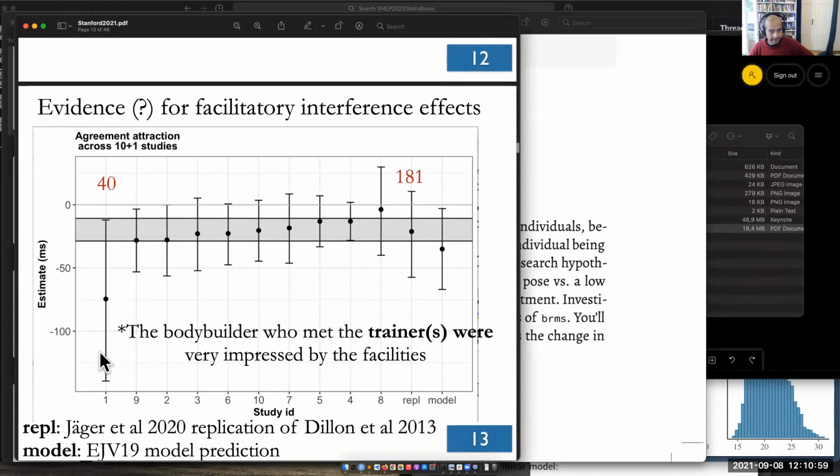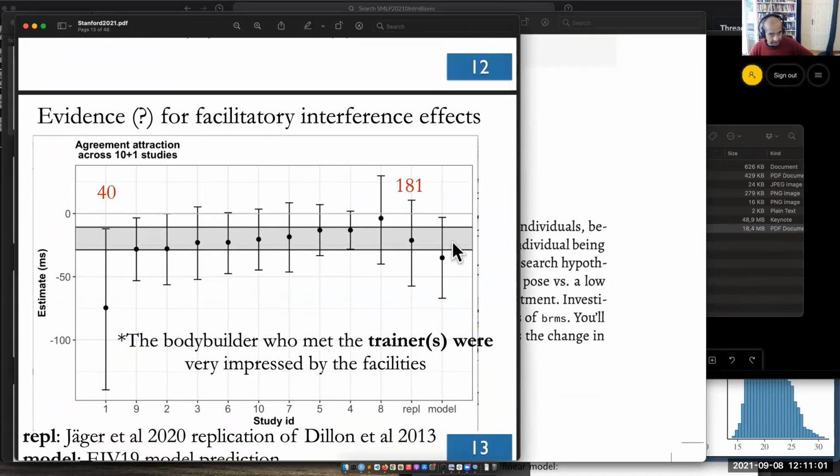What is really interesting about this data is that these are data sets published by different people. This is a data set that I created, which was a direct replication attempt of this data set here. Notice that this original study number 1 was done with 40 subjects. I reran this study with 181 subjects. Look at the interesting difference in the posterior estimate here.